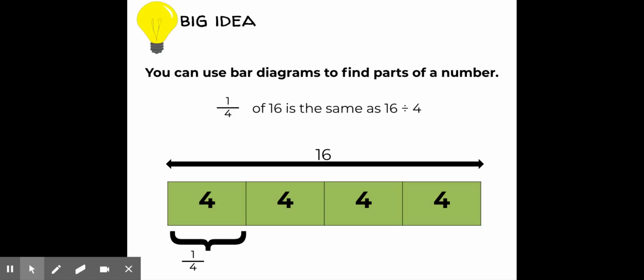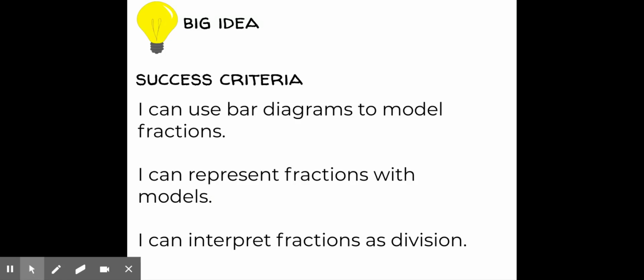Our big idea for today, going back to bar diagrams, is that we can actually use a bar diagram to find a part of a number, and this will help us model our understanding and our thinking. 1/4 of 16 is the same as saying 16 divided by 4. And this bar diagram here today will help us model and explain this type of division and this type of partition when we're working with whole numbers.